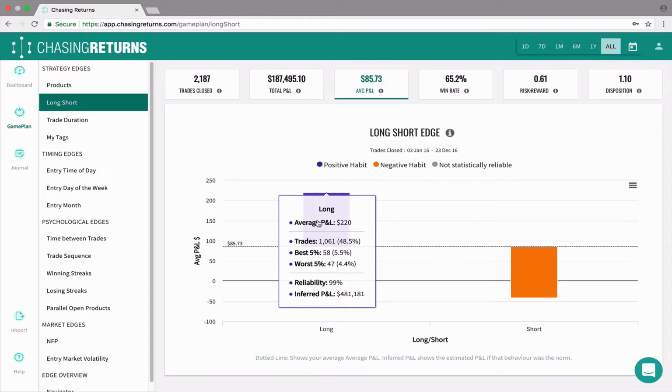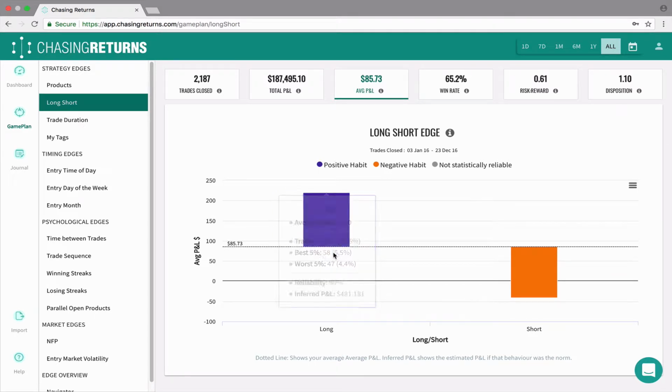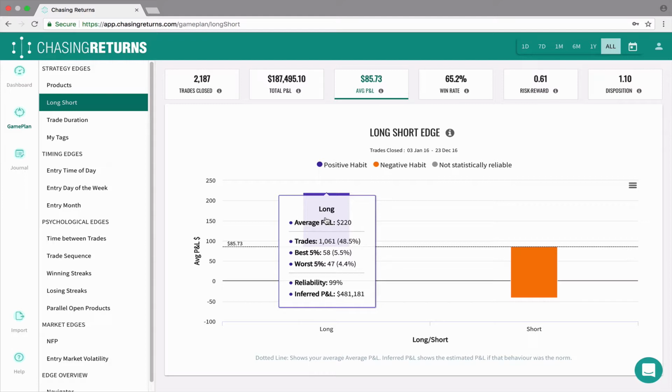So here we see that with 99% reliability, this trader behaves better trading long. His average return is 220 per trade. It was 48% of his trades. The outliers are reasonably split between the two.